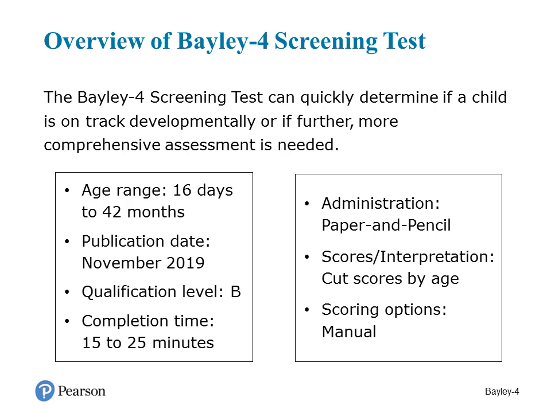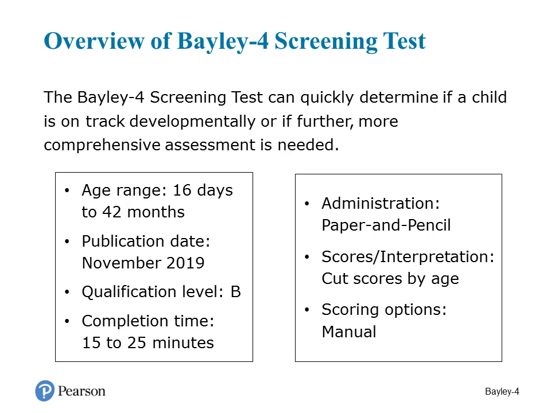Qualification level for purchasing of the Bayley-4 screening test, just like it is for the Bayley-4, is level B. This one can be completed in approximately 15 to 25 minutes, and the administration is going to be paper and pencil. Those of you who've attended some of our webinars on the Bayley-4 know that there is the paper and pencil option, as well as an on-screen option available through Pearson's Q Global platform.